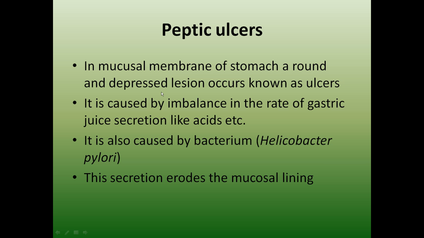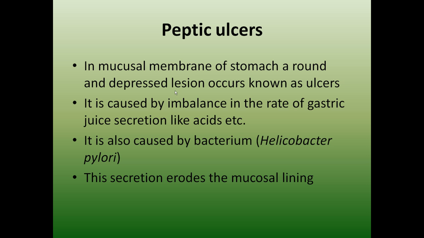Why do these develop and cause damage to the mucosal membrane? Because of excess secretion of gastric juices. As we know from the previous discussion, gastric juices also comprise HCl and it is very acidic in nature. When an excess amount of HCl is secreted into the stomach, what is going to happen next? That is the development of depressed lesions or deep lesions on the mucosal membrane.